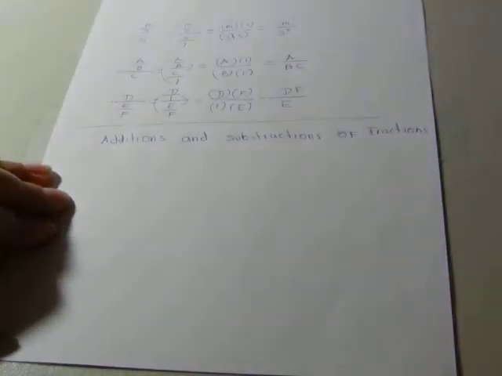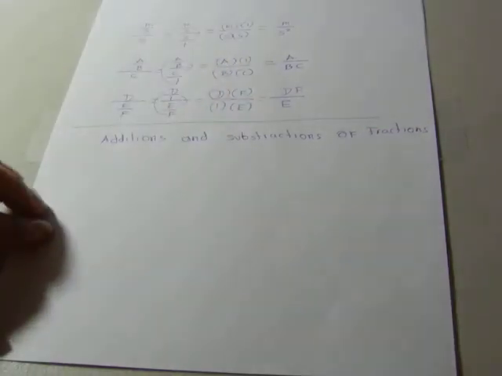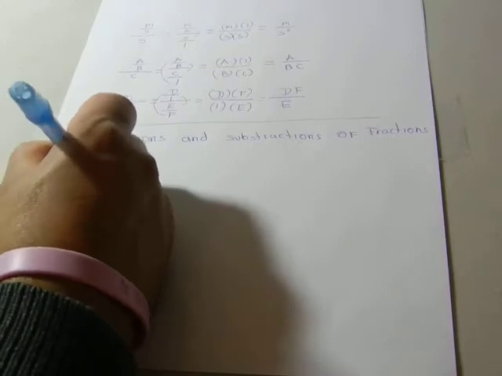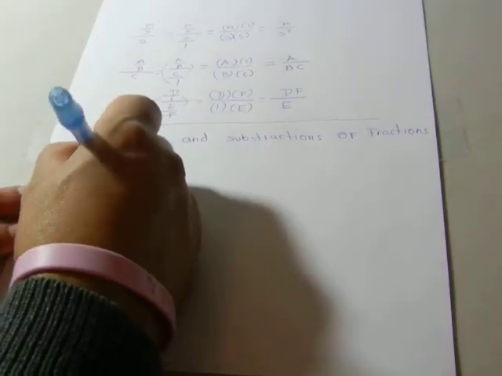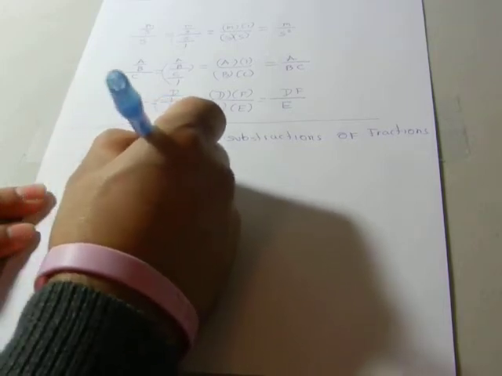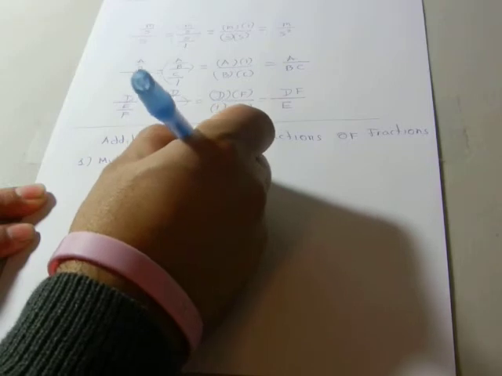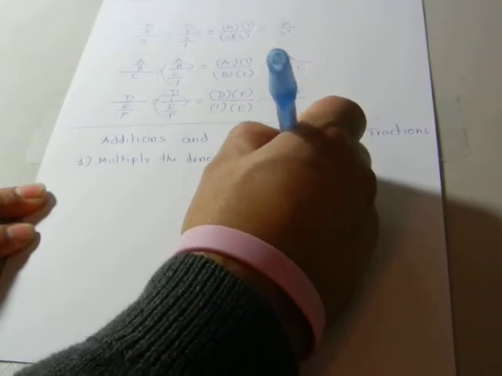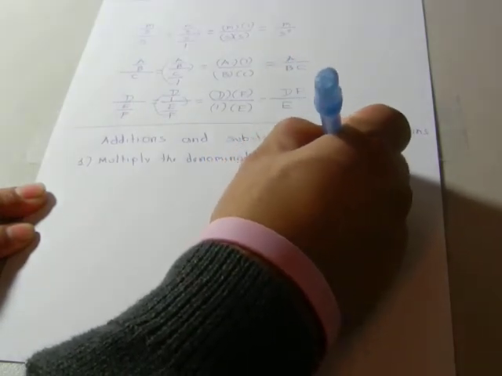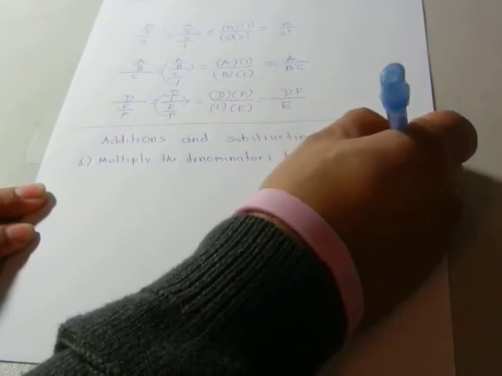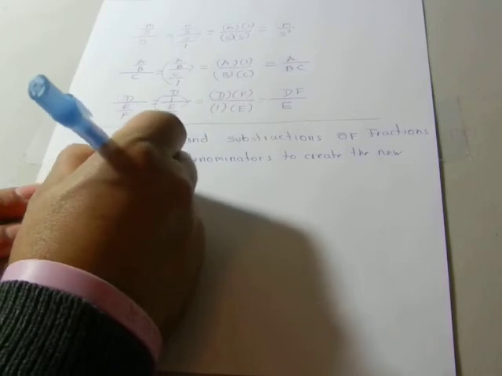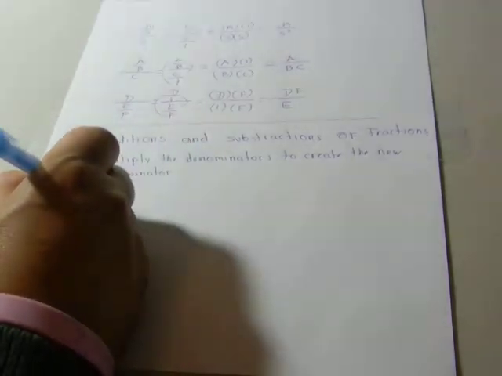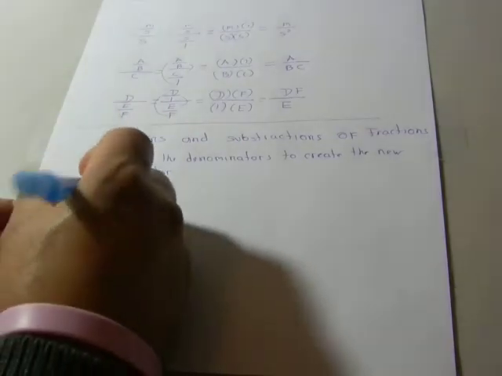There are many ways to solve this. I'm going to use one. It's called cross multiplication, and it consists of 3 simple steps. Number 1, you multiply the denominators to create the new denominator. Step number 2 will be to multiply and cross the terms.